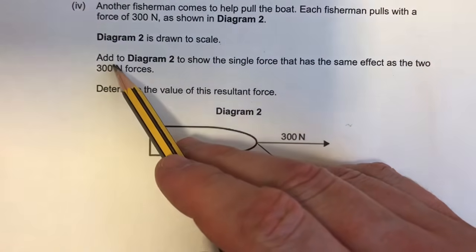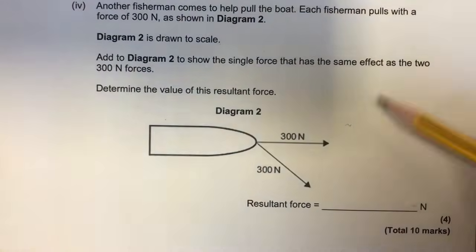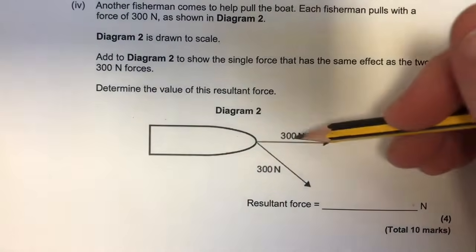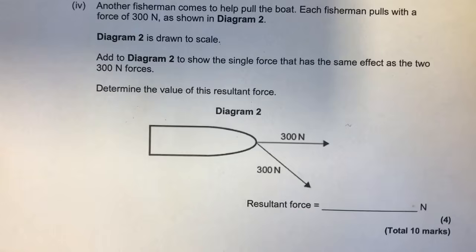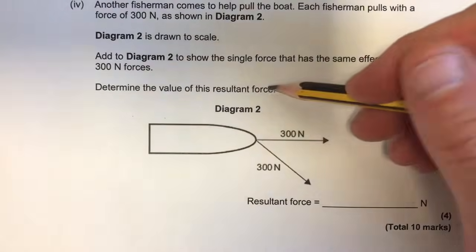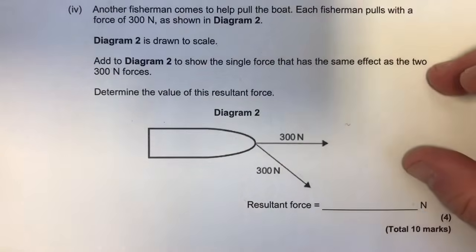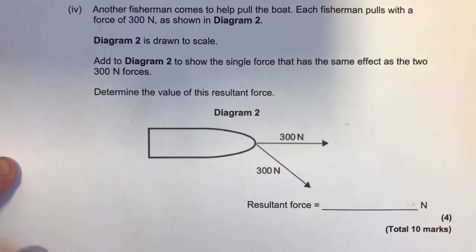We're asked to add to diagram 2 to show the single force that has the same effect as the two 300 newton forces, and we are to determine the value of this resultant force. In order to answer this question, we are going to use the parallelogram law for the addition of force vectors.